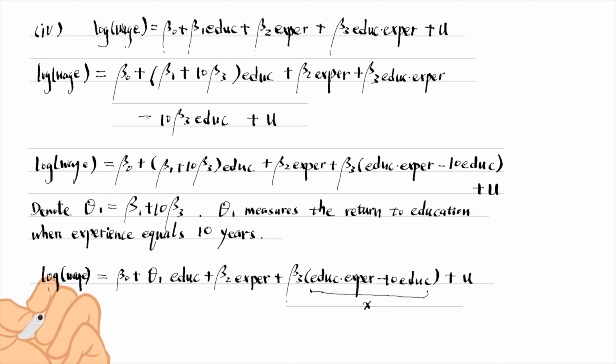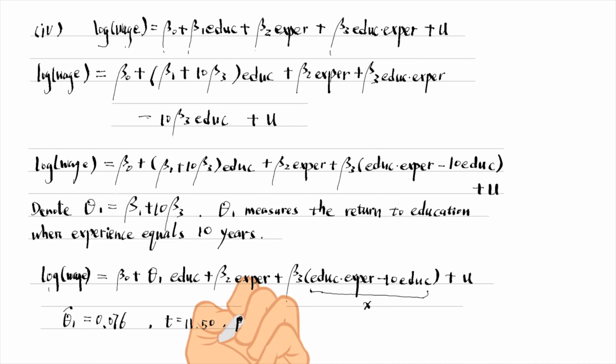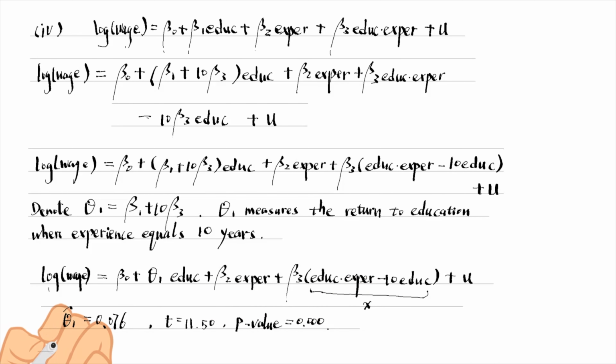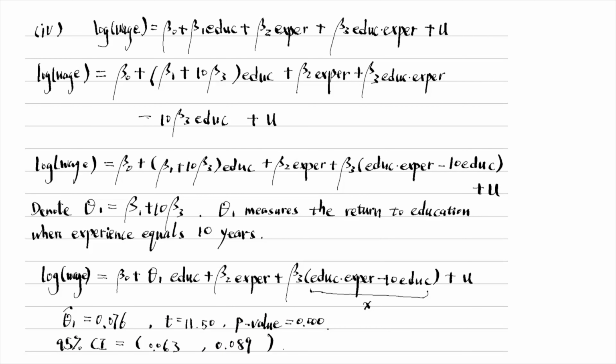From the result window, we can read the 95% confidence interval for theta1. The estimate of theta1 is 0.076. The 95% confidence interval is from 0.063 to 0.089.